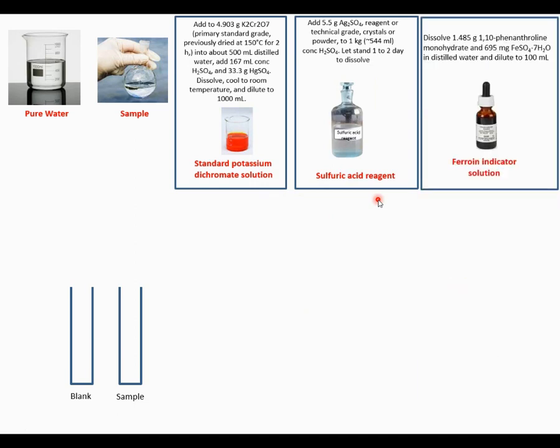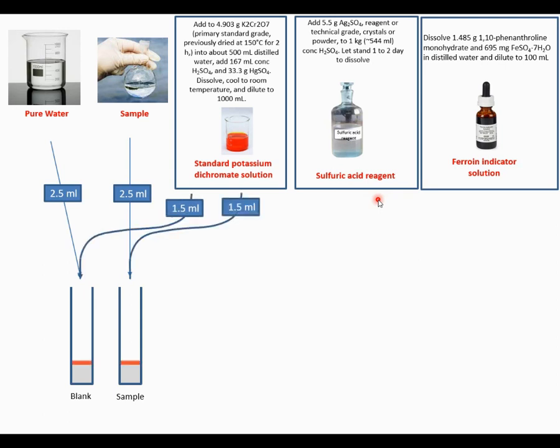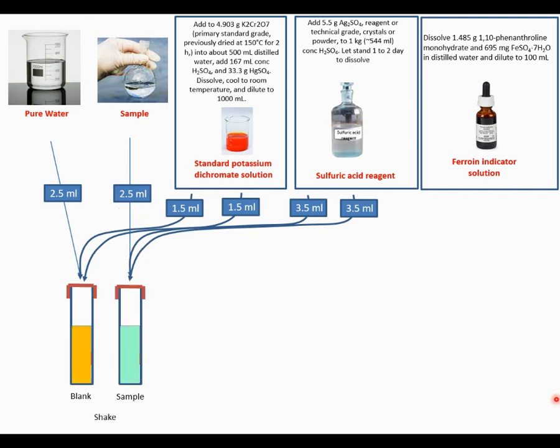To start the test procedure, take 2.5 milliliters of pure water and sample into test tubes. Then add 1.5 milliliters standard potassium dichromate solution and 3.5 milliliters sulfuric acid reagent. Once you have added all of them, be careful, it goes hot due to the exothermic reaction of sulfuric acid. Then close the test tubes tightly and shake with a shaker preferably.